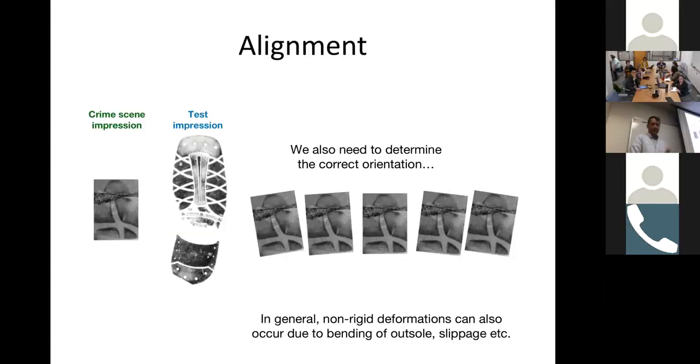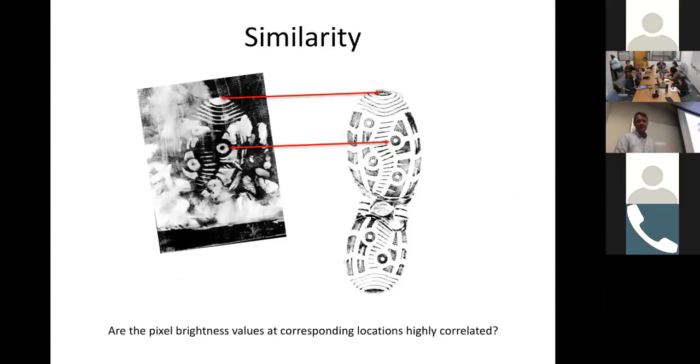We might also have to search over orientations or more general kinds of deformations that could happen due to bending of the outsole or slippage or so on. So if we've aligned two images, then the other thing we need to do is develop some measure of similarity. So I say, are these two corresponding points similar enough to think that these match? A simple place to start might be to look at the pixel brightness values at corresponding locations in each image and ask, are they highly correlated with each other as I move around to different corresponding locations?